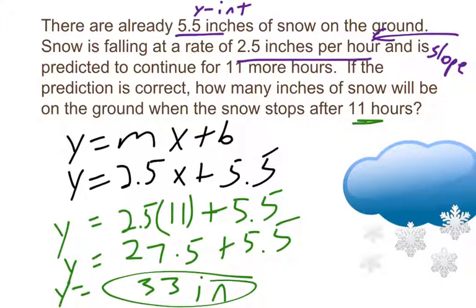Alright, hopefully you got 33 inches. Just remember that per means our rate, and you want to use it in slope-intercept form.